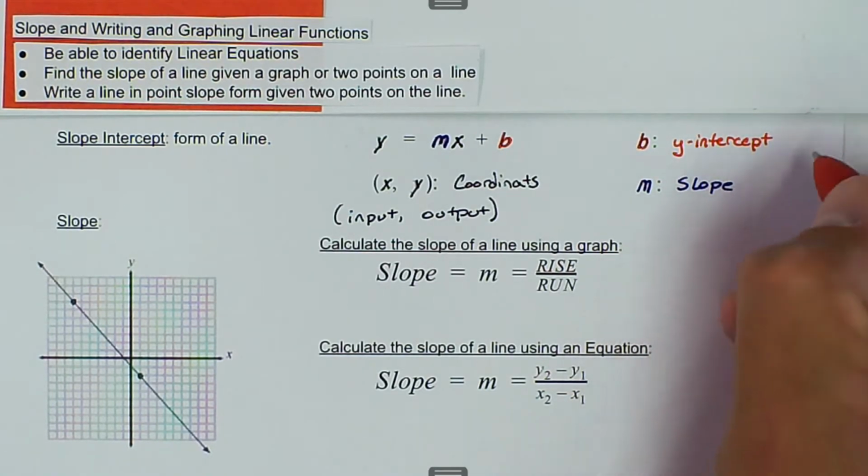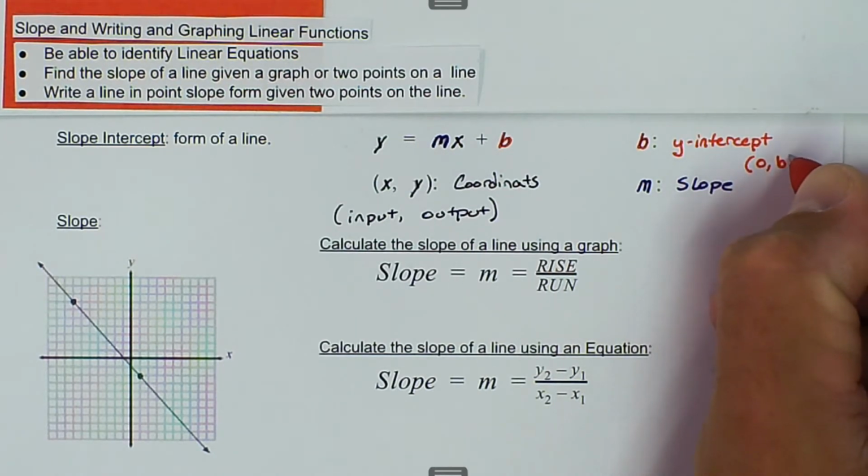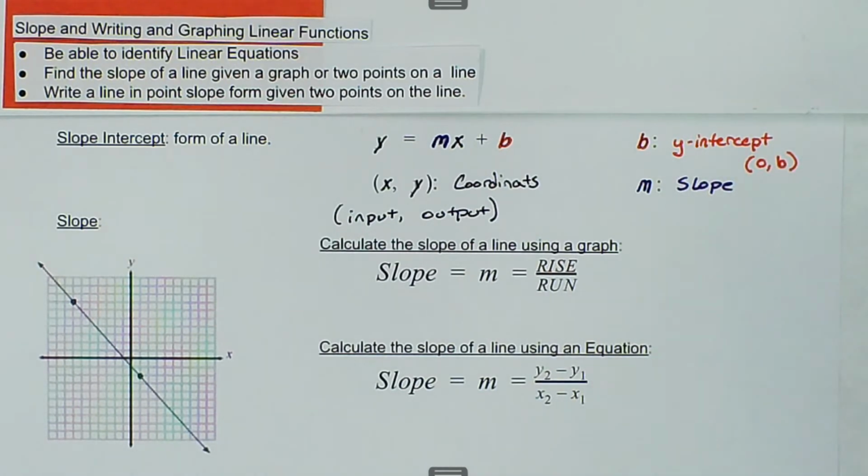And in the y-intercept, we know that the x value is always 0, and the y coordinate is always some b value, wherever it crosses the y-axis.